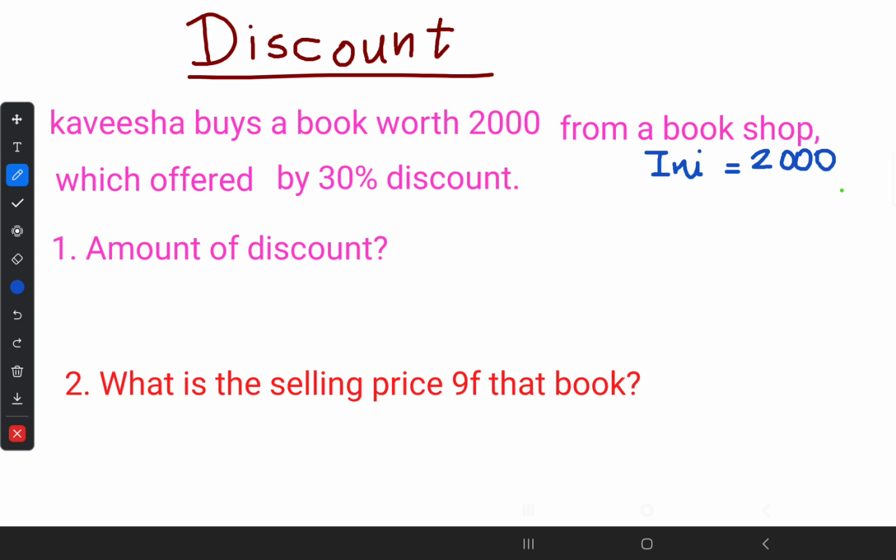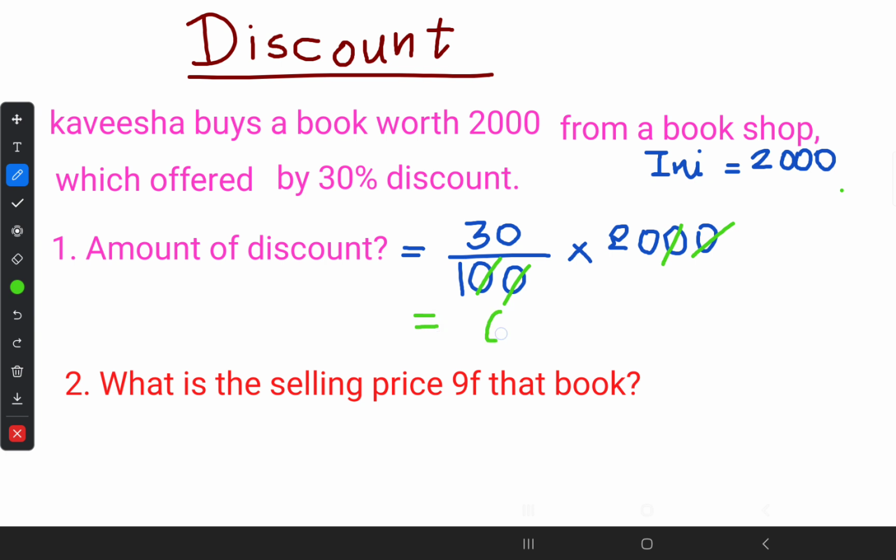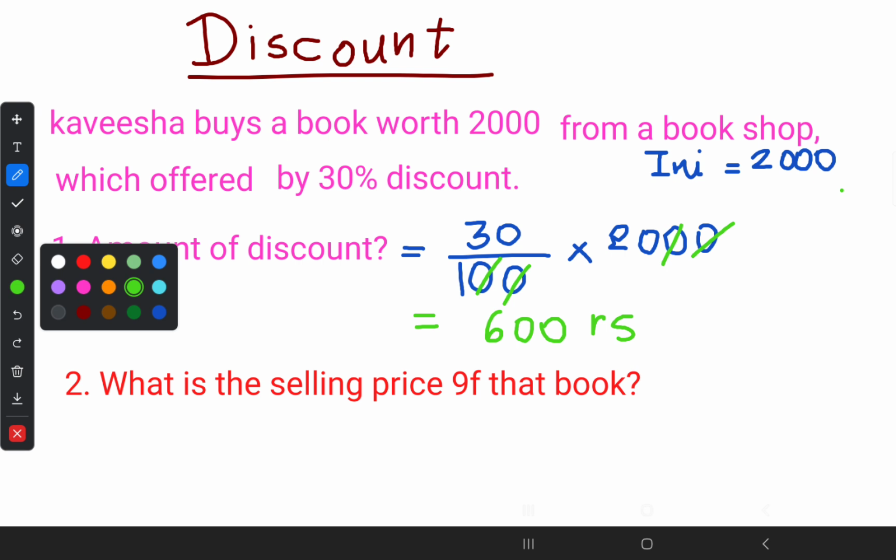To find the discount, what do we need to do? We know the percentage of discount and the initial price of that book. So we have to convert the percentage to a fraction: 30 over 100 multiplied by the initial price of that book, which is 2000 rupees. Then let's simplify this. After simplification, the amount of discount is 600 rupees. 30 percentage discount, so they will give you a 600 rupees discount.